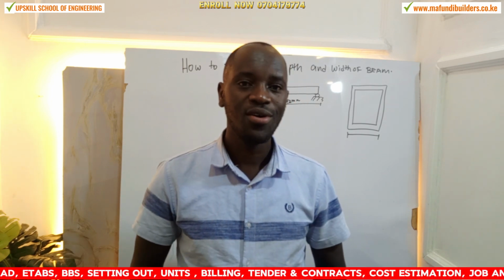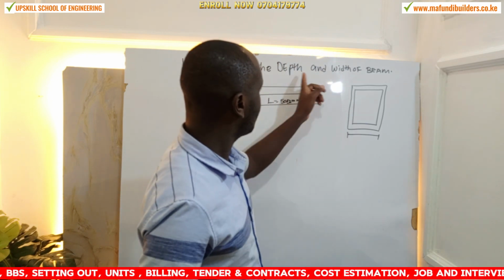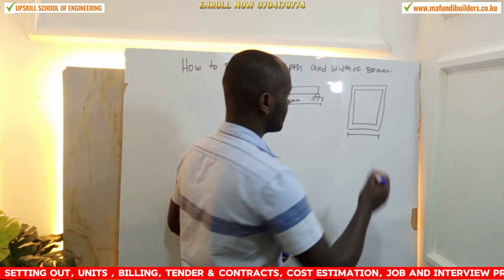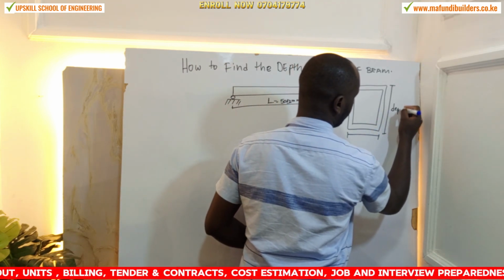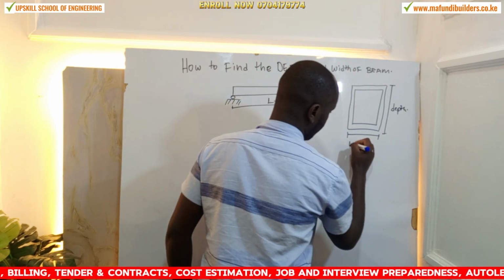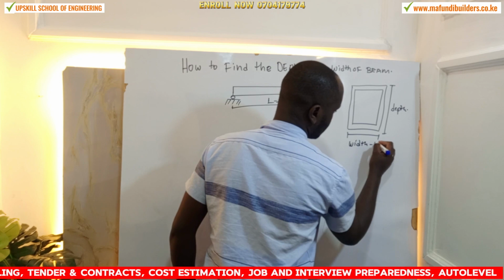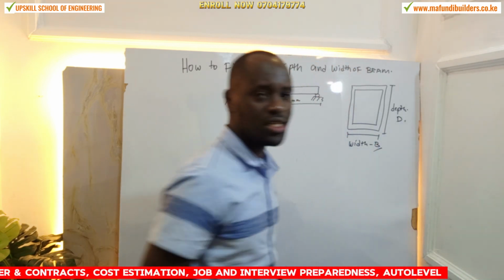So how do you find the depth and the width? Remember, this is the depth of the beam, and this is the width, which is abbreviated by B, and this is capital D. So how do you use it?